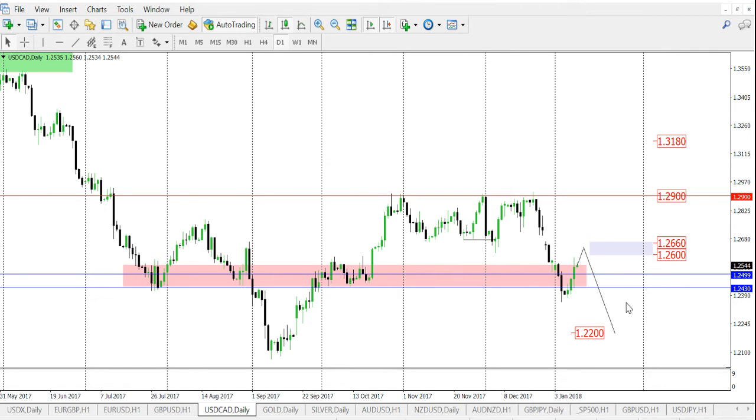So price, I think, could come up into this area. If this is what's going to happen, you'll see price trade up into this area. It'll reject, it'll roll over, and this is going to be your first target, 122.00. Or price is going to blast through this area and go straight up, and again, this is going to be my first target at 129.00.